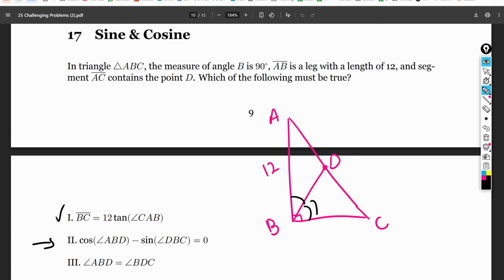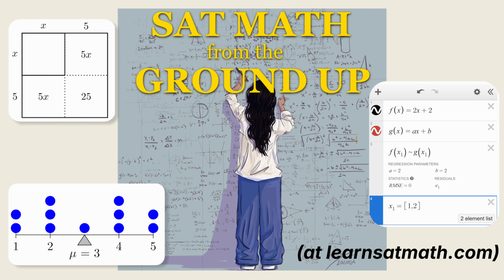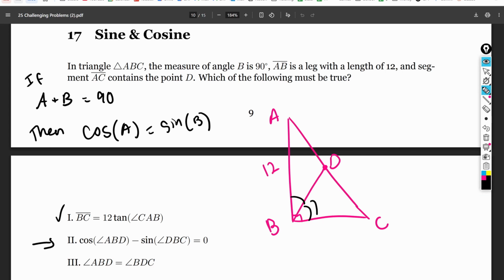What we can do, however, is use the formula that if we have two angles, call them A and B, that add up to 90, then the cosine of A equals the sine of B. And so once again, if you want an explanation of why this formula works, check out my book, SAT Math from the Ground Up. But you should have this memorized, that any two complementary angles, that's angles that add up to 90, the sine of one equals the cosine of the other.